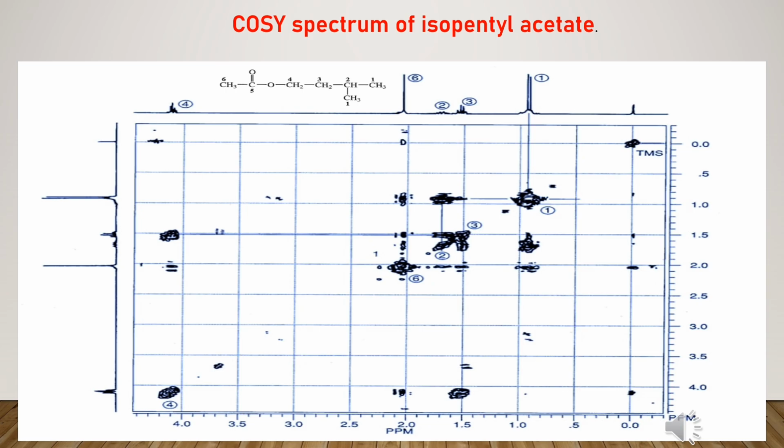In the second example, we are taking the COSY spectrum of isopentyl acetate. Here the diagonal peak shows a self contour and the cross peak shows proton-proton correlation. Here we are giving the numbering of the proton groups. In that, we can clearly see group 1 gives a correlation with group 2, group 2 gives a correlation with group 3, and group 3 gives a correlation with group 4. This information is very useful for finding correlations at the time of structure confirmation.